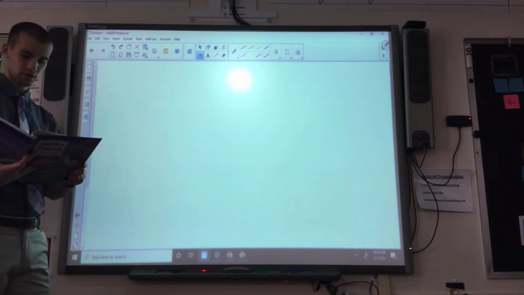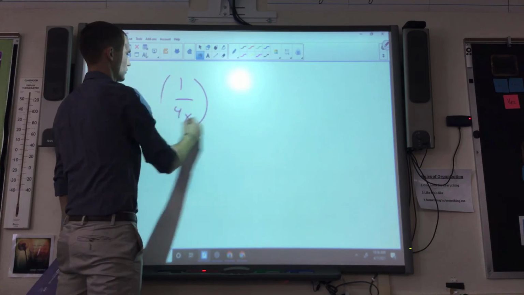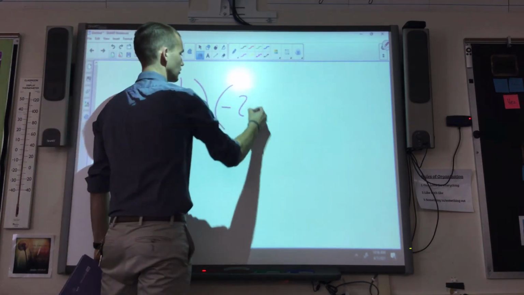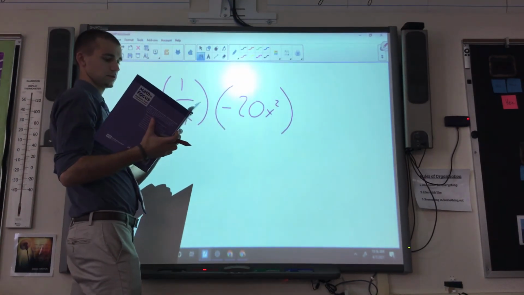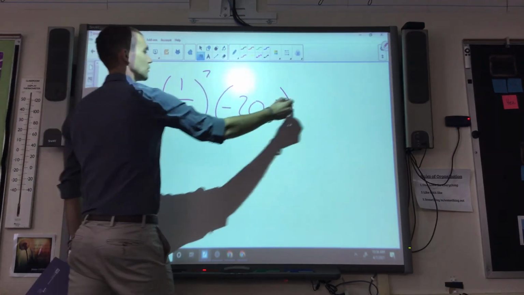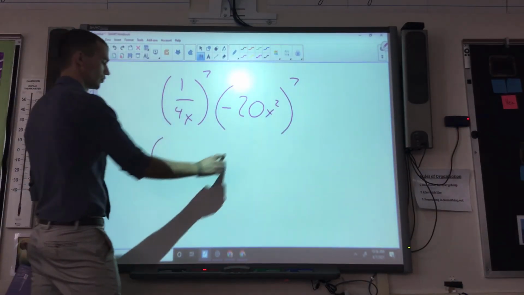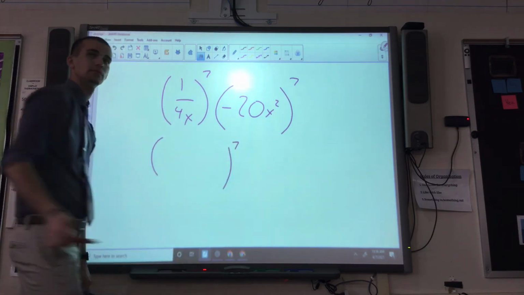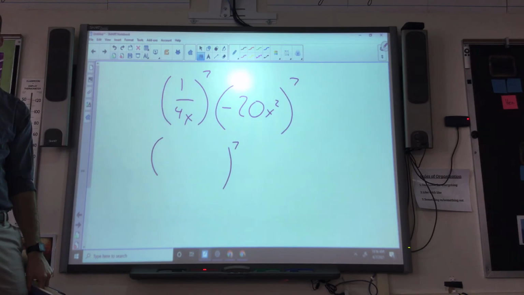One more fun one. 1 over 4x and negative 20x squared. And this time we put them to the 7th power. So to start, we know our power is going to be, Emma, Frank? Less drawing in our books, more actually taking notes on what we're doing.